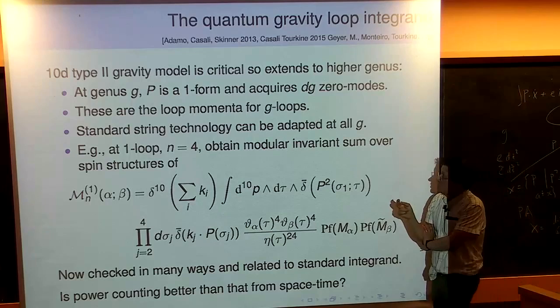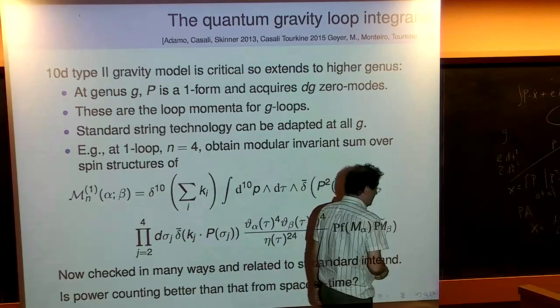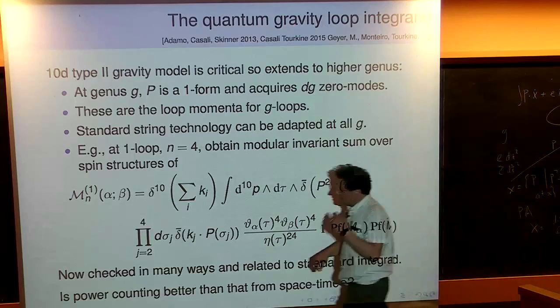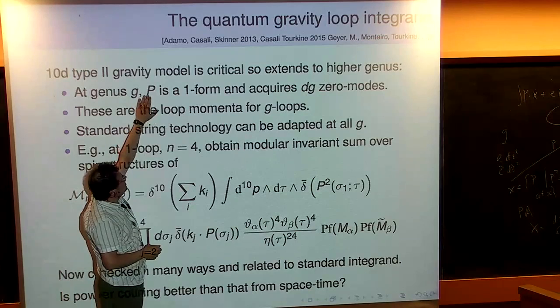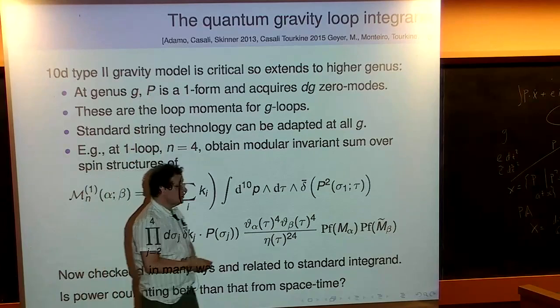So at genus g, P is a one form on a Riemann surface of genus g, and it's a standard fact that whilst there's no one forms that are global and holomorphic on the Riemann sphere, on genus g you get g one forms, and so that means that P has a d-dimensional index, so you actually have D times g zero modes, and these are things that you're going to have to integrate over in the path integral.